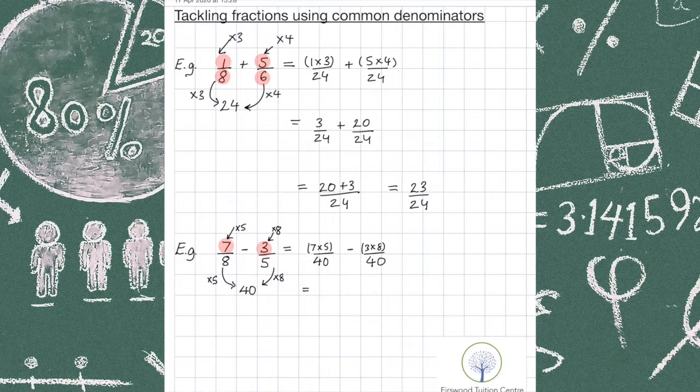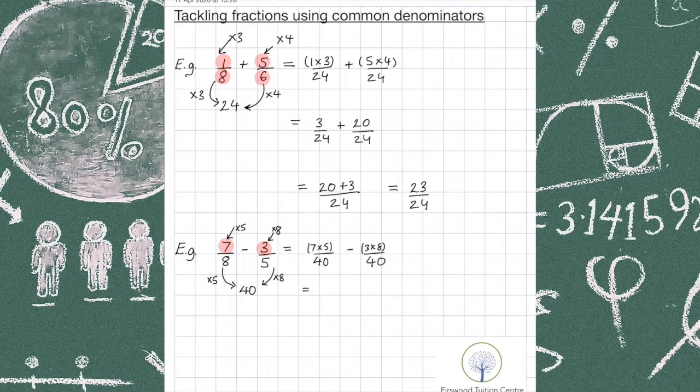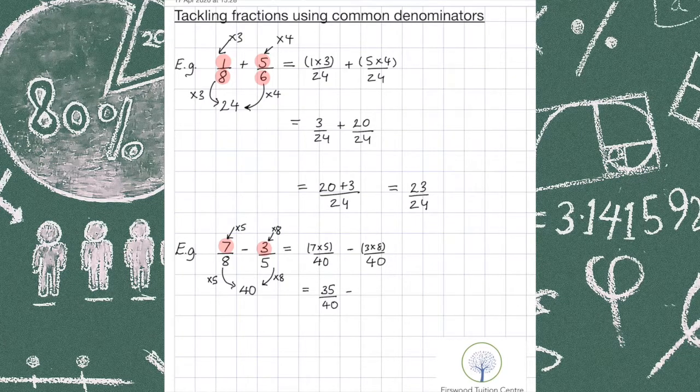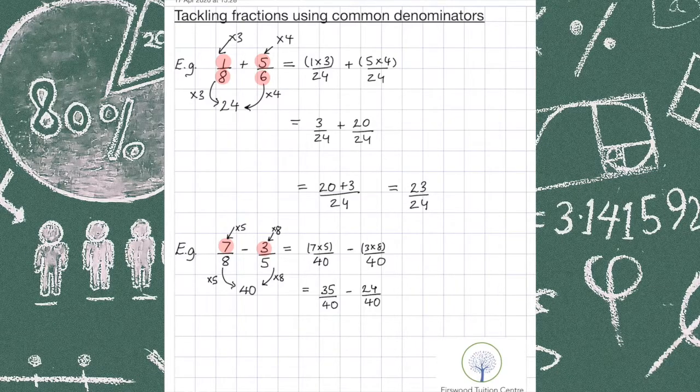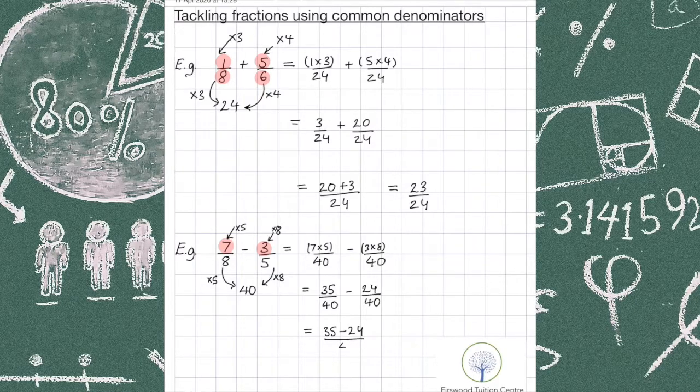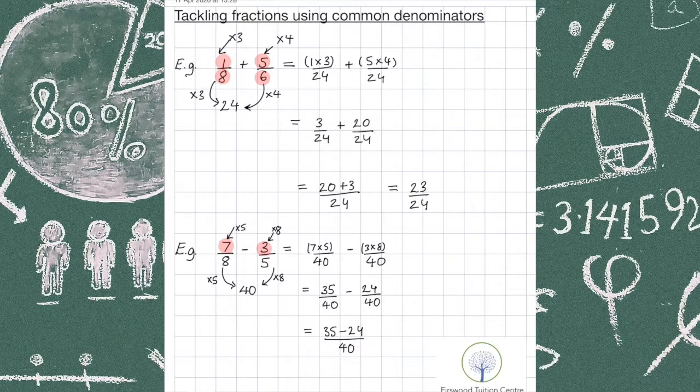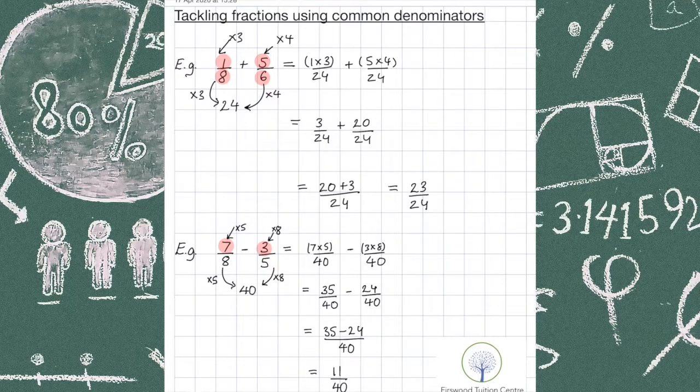We can now rewrite this, working out our multiplications in our new fractions. So 7 multiplied by 5 will give us an answer of 35 over 40. And in our next fraction, 3 multiplied by 8 gives us 24. We put this over 40. We now have a very simple fraction, which we can now put together, giving us 35 minus 24 all over 40. So now all we have to do is work out 35 minus 24. This gives us an answer of 11 over 40.